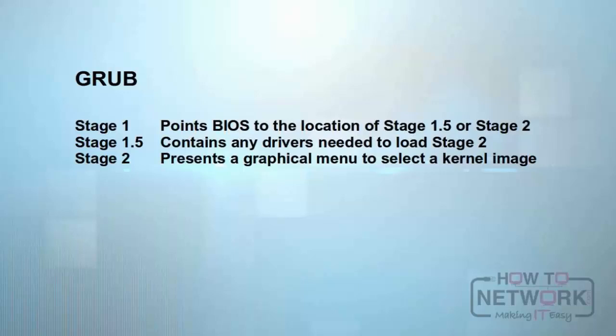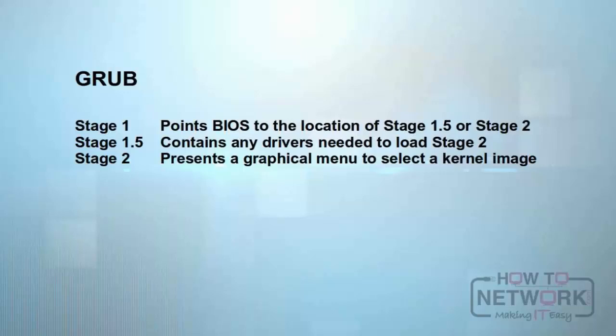Stage 1.5 is located above the MBR, in other words beyond the small data area of the MBR, but still in the first 30 kilobytes of the hard drive, of that first partition on that hard drive. Stage 1.5 will contain any drivers needed to load Stage 2. Stage 2 is where the decisions are made that will allow the booting of the full operating system.